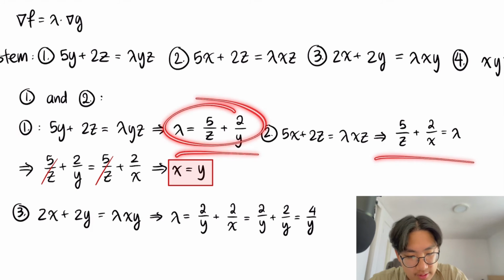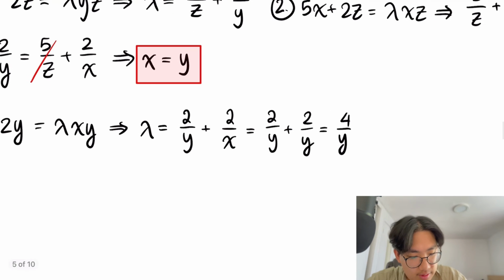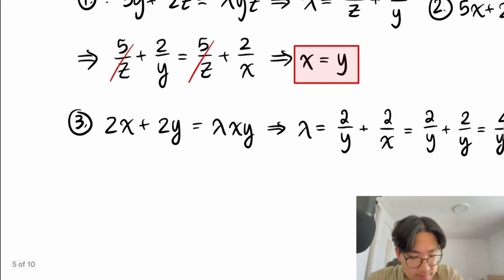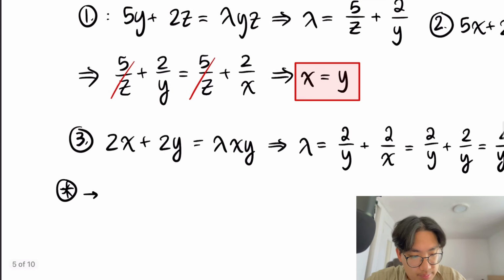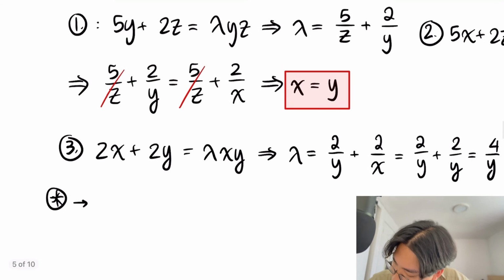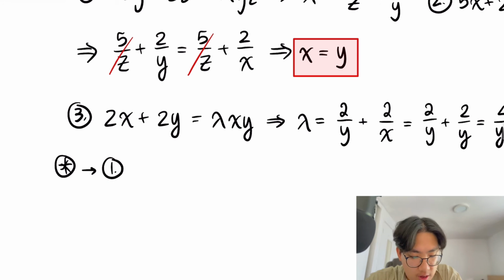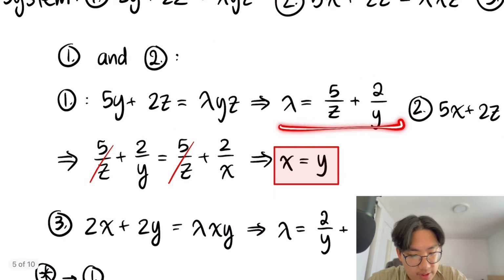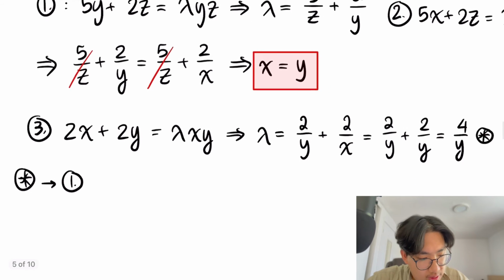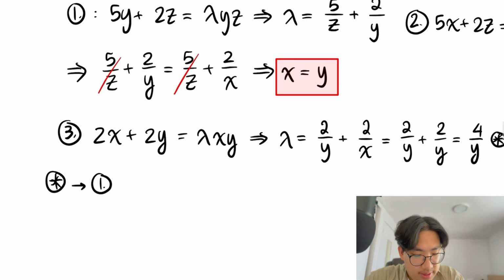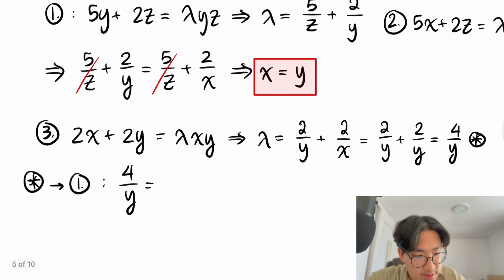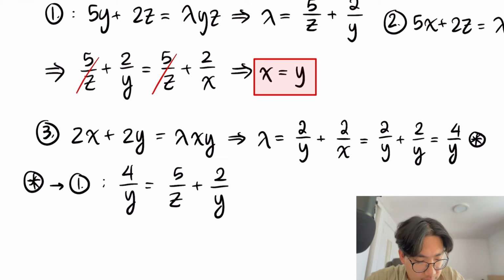And then now we can plug this into either of these expressions. I believe they use the first one. I'm going to label this a star. So say star, and we plug this into 1, being this expression right over here. So we plug this value of lambda in. We then see that we have 4 over y is equal to 5 over z plus 2 over y.